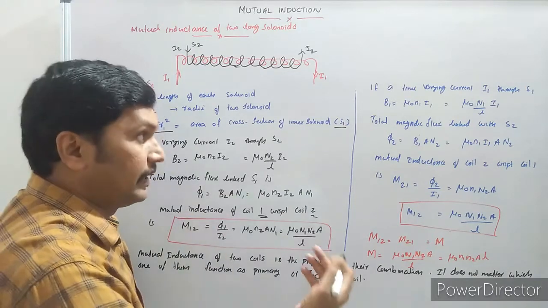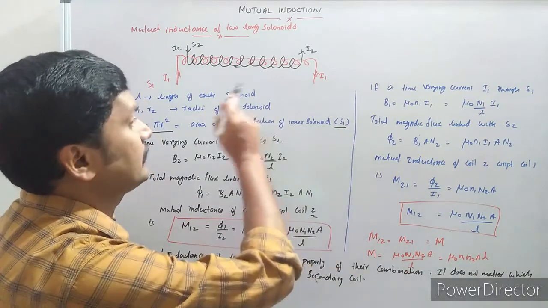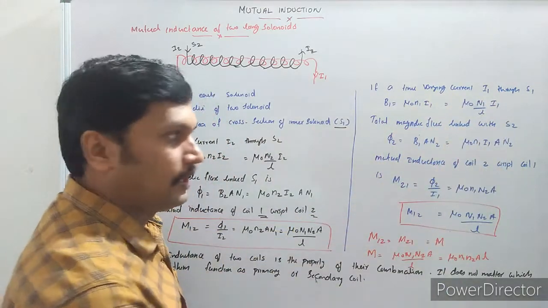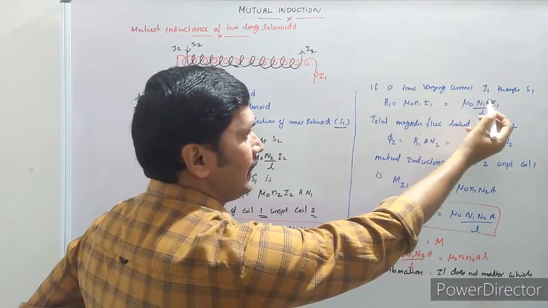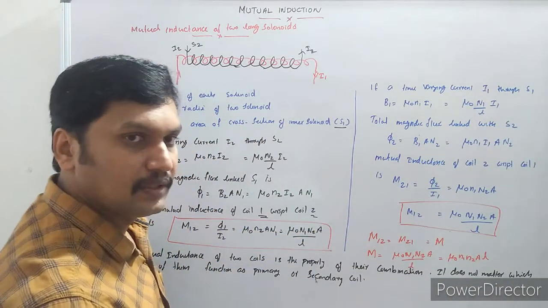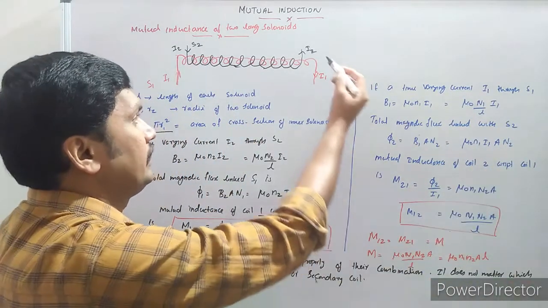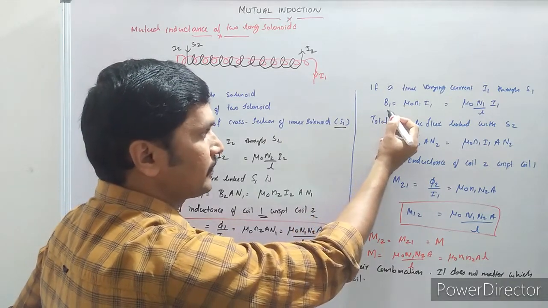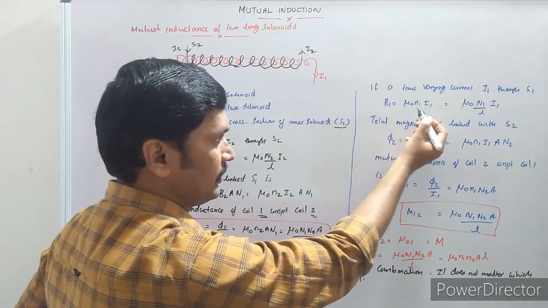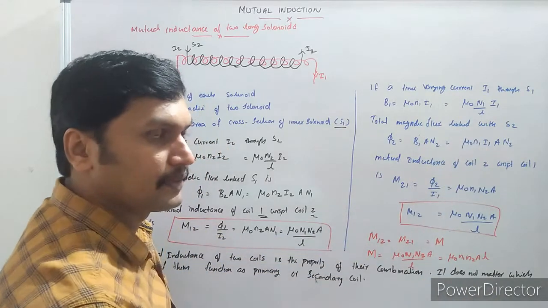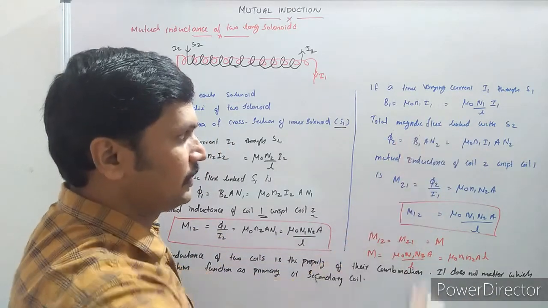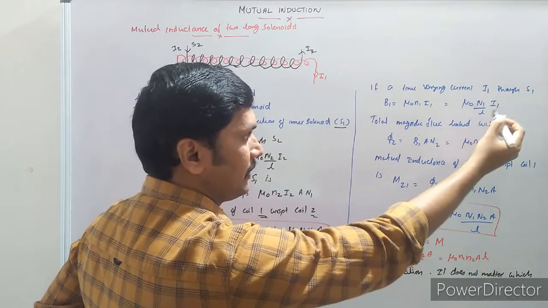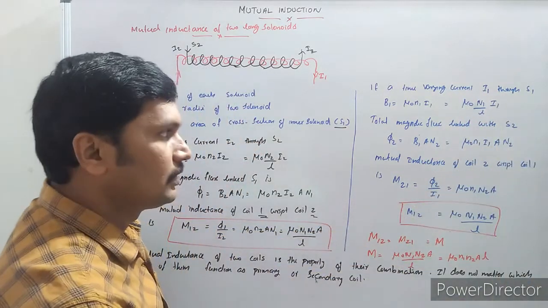Now think in another way. Suppose we are passing a time varying current I1 through S1. So inside S1 we have a magnetic field given by B1. B1 is equal to mu 0 into N1 into I1, which we can also write as mu 0 N1 I1 divided by L.